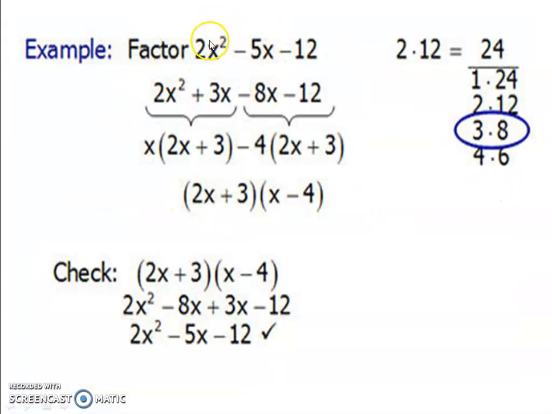Suppose we have this factor 2x² − 5x − 12. It is a quadratic equation of the form ax² + bx + c, so a is 2, b is −5, c is −12. We have to take first the positive multiplication here. So it is obviously 12 and 2 we have to equate. 2 into 12 is 24.